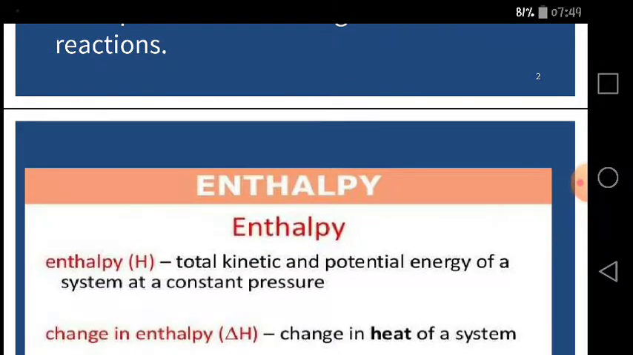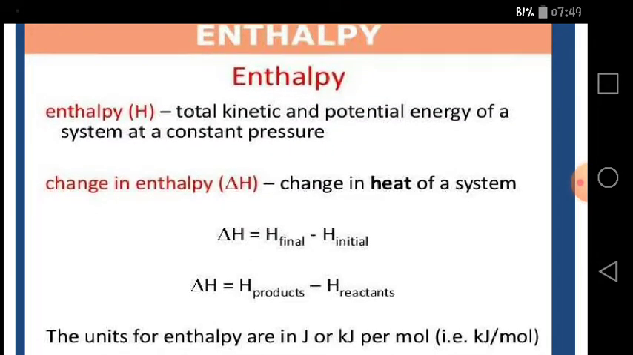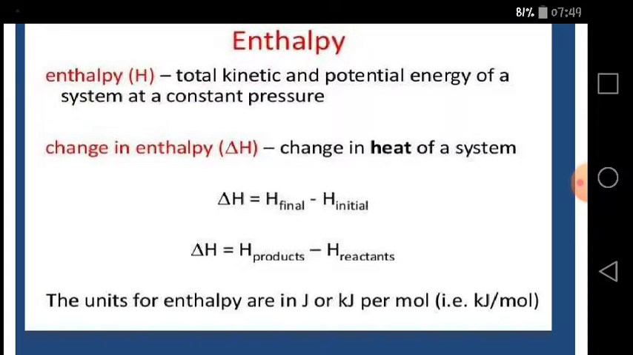We are going to start with the revision of this topic, enthalpy. Dear students of LPS, enthalpy is the amount of energy in a system. The enthalpy change of a system is the amount of heat energy given out or taken in when the system reacts at constant pressure. Any change in the enthalpy of a system is represented by the symbol delta H. Enthalpy is the amount of energy in a system, and enthalpy change is denoted by the symbol delta H.